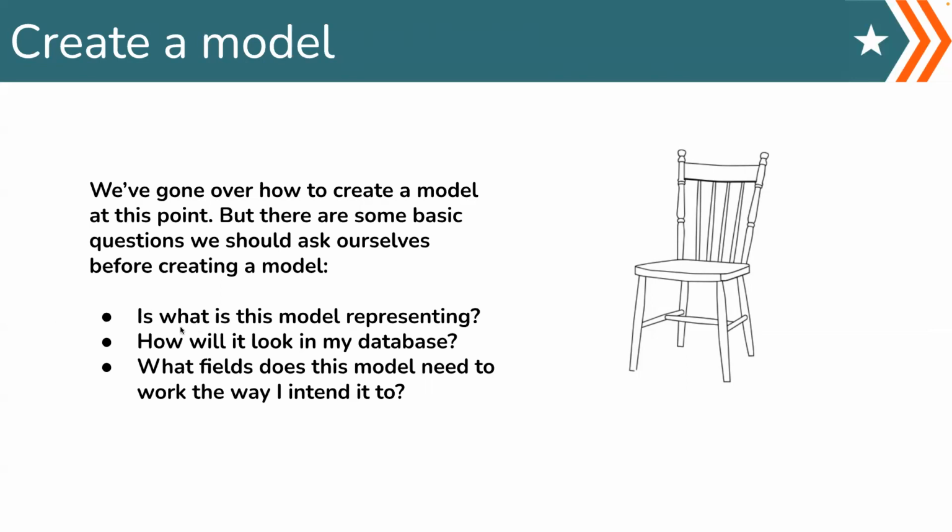I think we've learned how to sort of intuitively map how a model looks in the database, but it's always useful to think about that as well. And what fields does my model need to work the way I want it to? And what are the rules around these fields, right? The constraints or the validations.